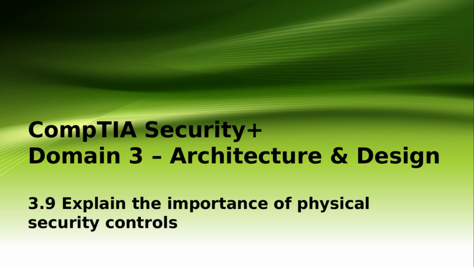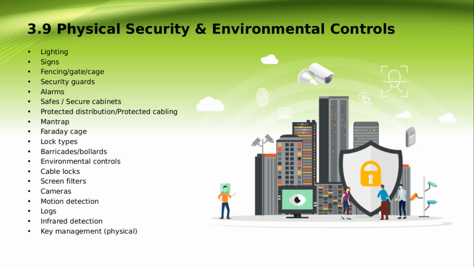Hi guys, welcome back. Domain 3 Architecture and Design, Chapter 3.9: Explain the importance of physical security controls. In this video, we're going to discuss physical security and environmental controls. The listed topics here are lighting, signs and fencing. Those components we are going to see one by one.